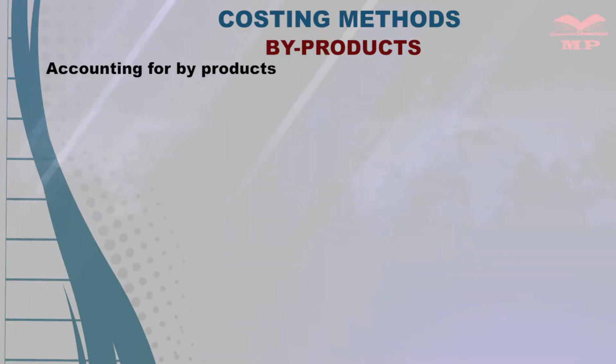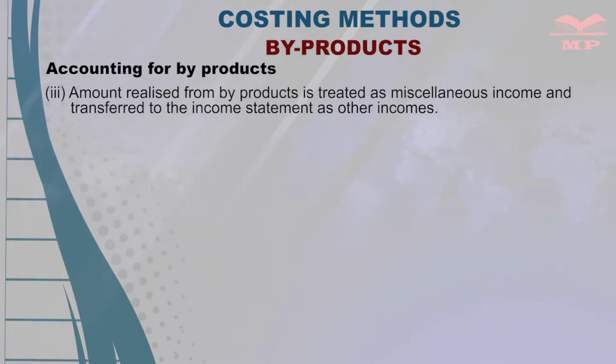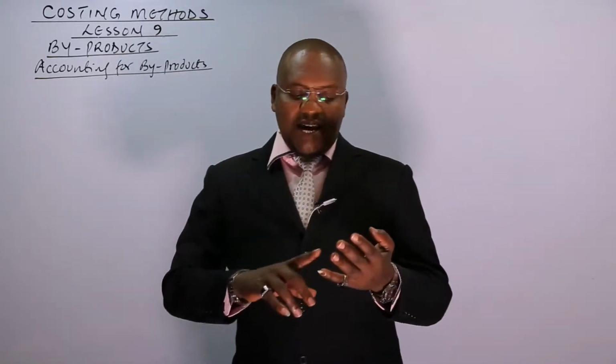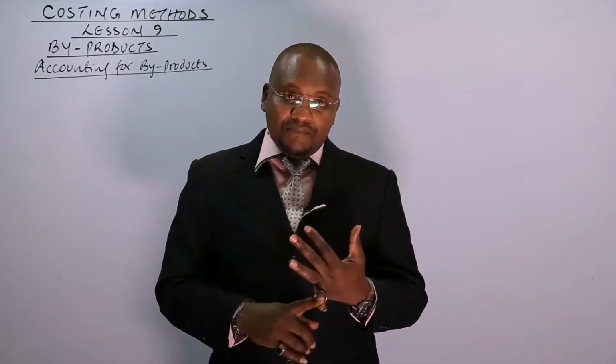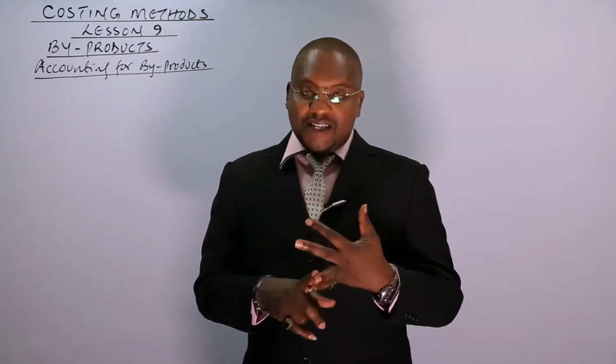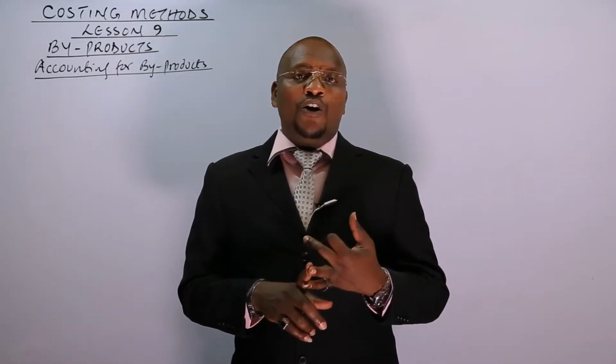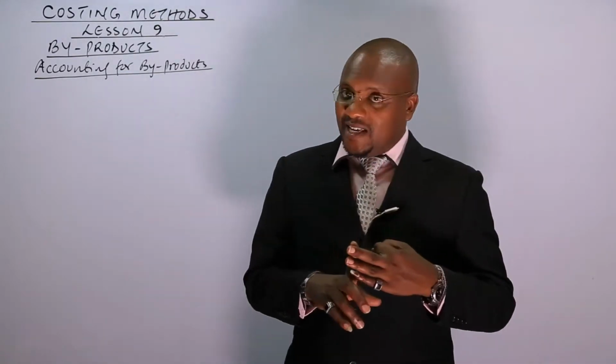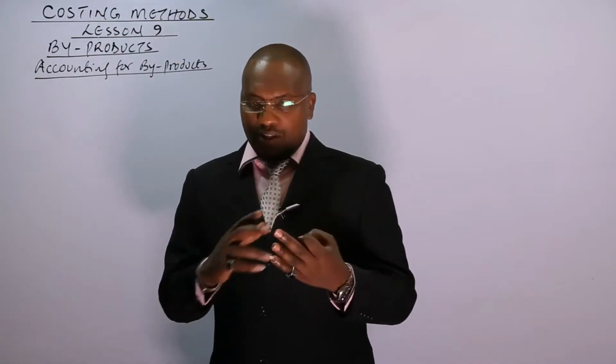And 3, amount realized from byproduct is treated as miscellaneous income and transferred to the income statement as other incomes. Now, these three treatments are very important, that either we treat it as just like any other income, or we treat it as a deduction of the cost of the main product, or as a miscellaneous income in the income statement. Those are the three.